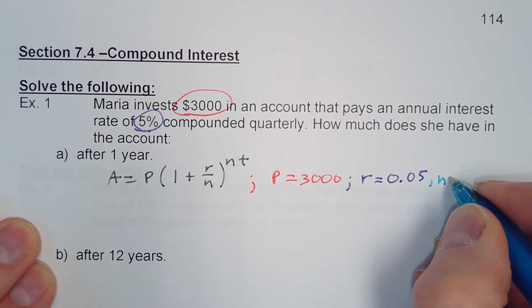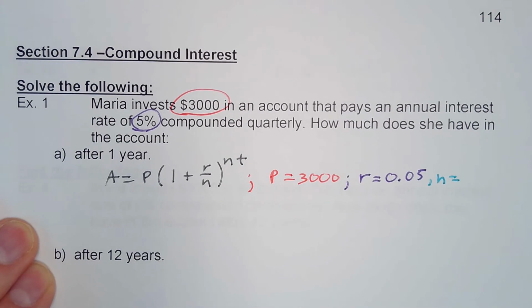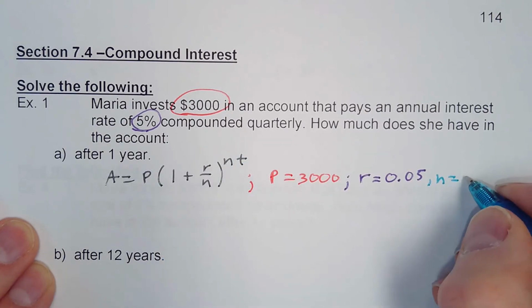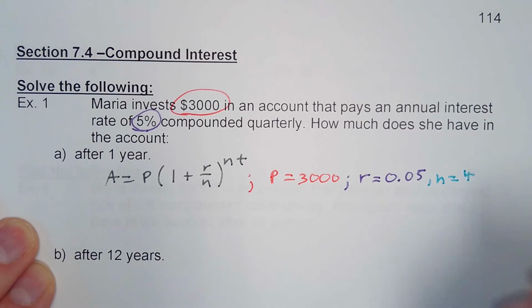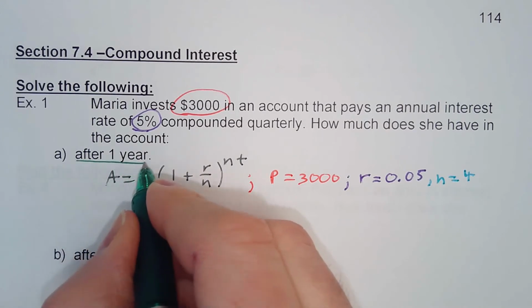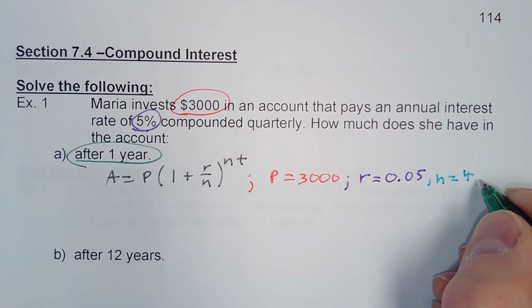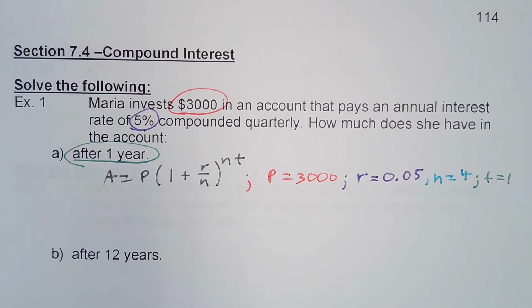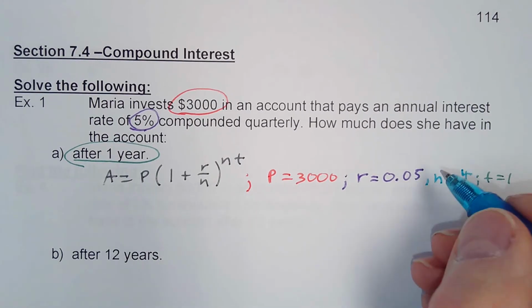And how many times has interest been calculated per year? Well, it's compounded quarterly, so n is going to be 4. And then we want to know how much there is after 1 year, so t equals 1. All right, so now we plug in.